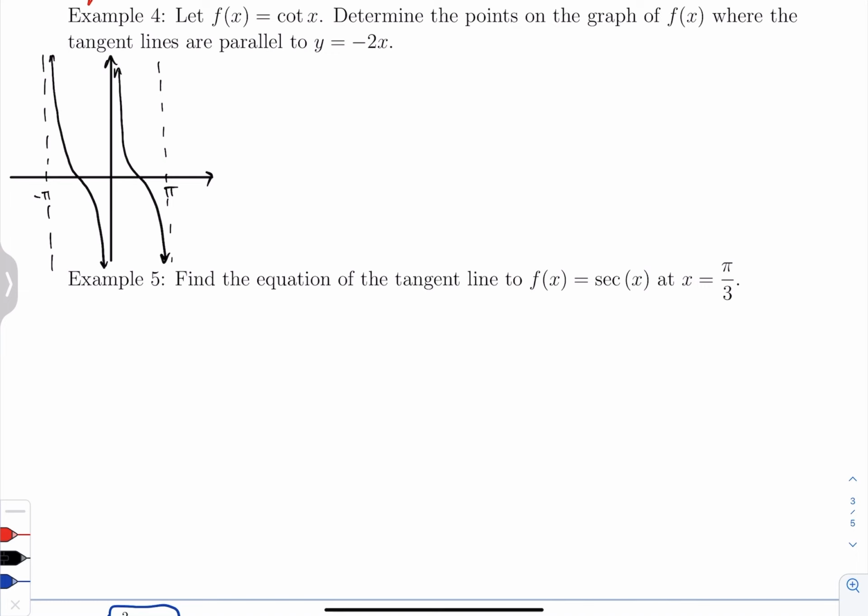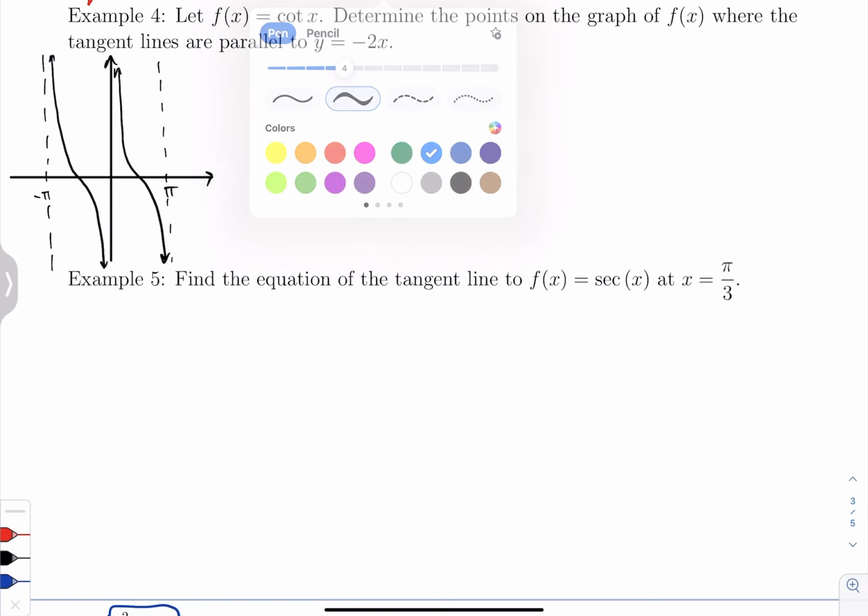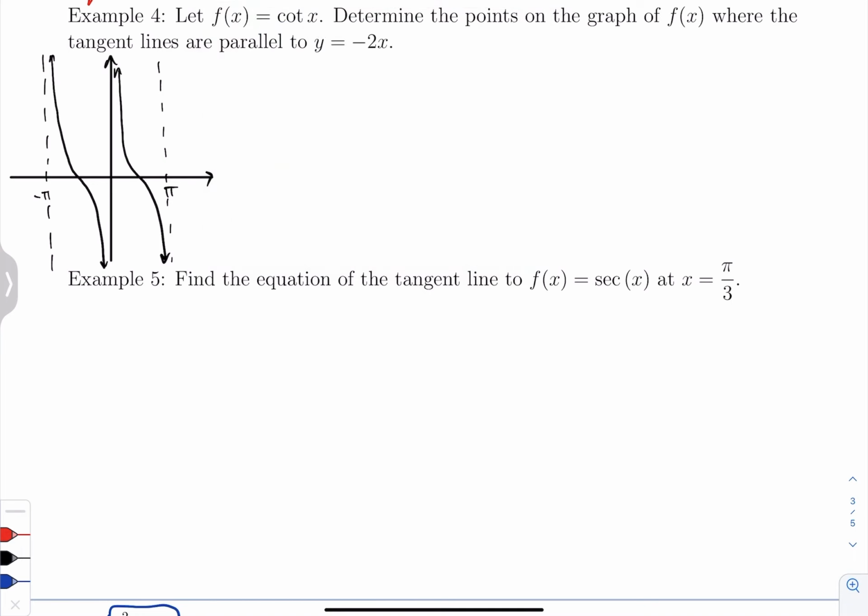Something like that. Also have an asymptote at 0. So it just keeps repeating. Now what it's saying is determine the points on this graph where the tangent lines are parallel to the line y equals negative 2x. Well, the line y equals negative 2x is something like that. Has a negative slope. And actually our slope is negative 2, so m is equal to negative 2.